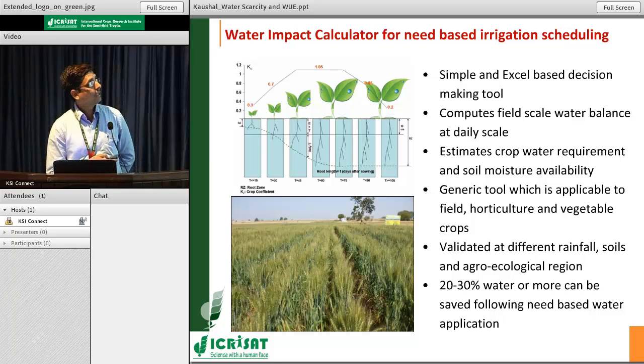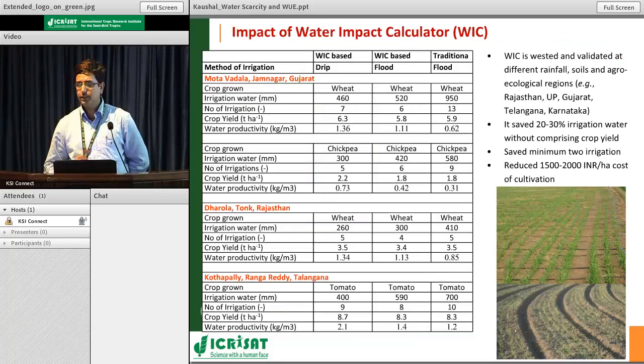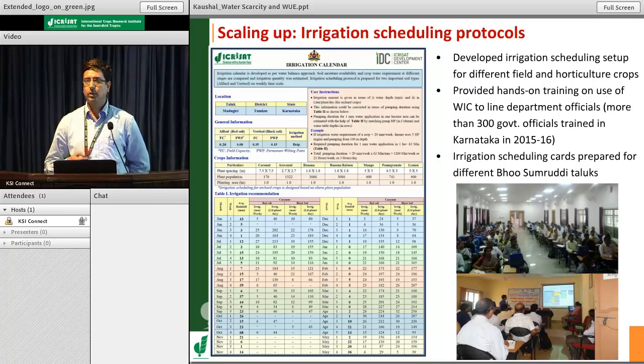We have developed it for field crops, vegetable crops, and horticulture crops. We have validated this model in a number of places in different rainfall and soil ecological regions, for example in Rajasthan, Uttar Pradesh, Gujarat, Telangana, and Karnataka, and we have found that nearly 20 to 30% of irrigation water can be saved without compromising crop yield. It can save a minimum of 2 irrigations, and the cost of cultivation is reduced by 1,500 to 2,000 rupees per hectare. These are some of the cases we have demonstrated, and we found that this model is working very well. The challenge was how to promote or scale it up to millions of farmers.